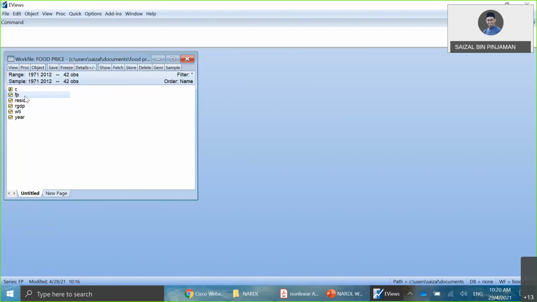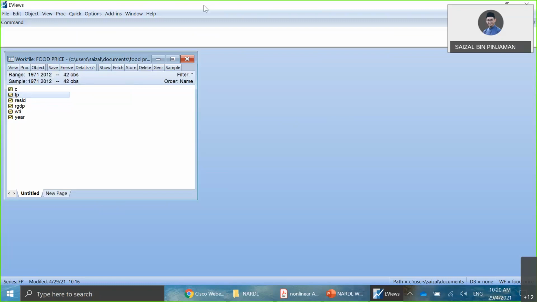Remember, before we go to the NARDL, we need to run the ARDL model first if we are using EViews, because the NARDL is an extension of the ARDL model. We basically frame the asymmetry of the independent variable in the ARDL to form the NARDL.